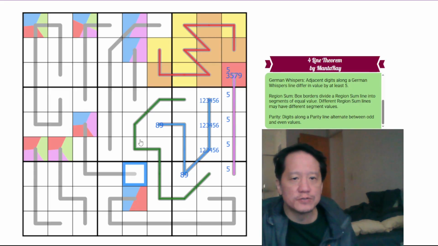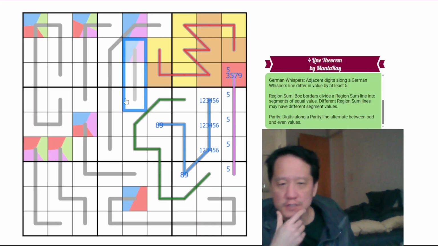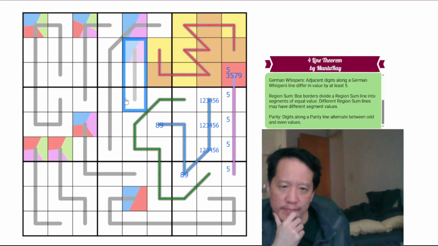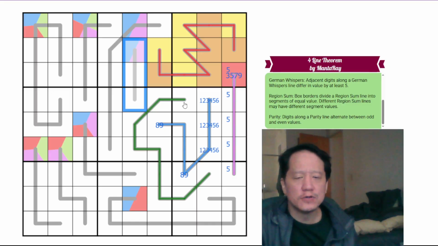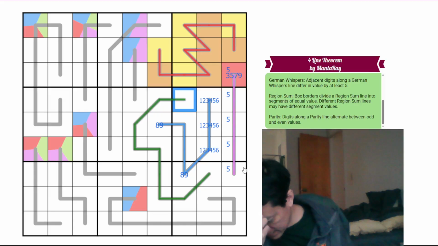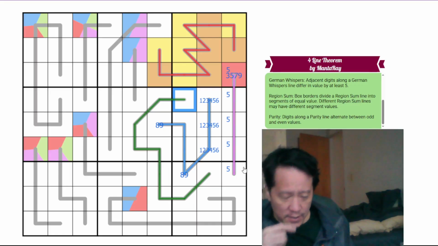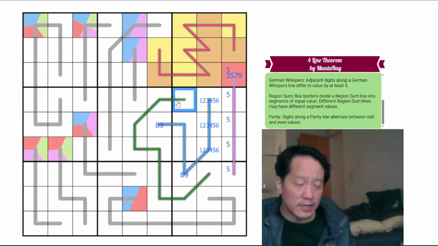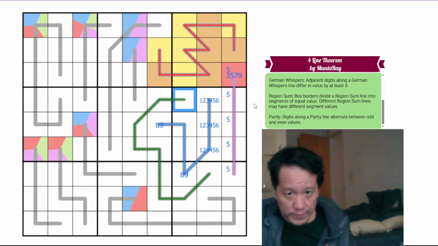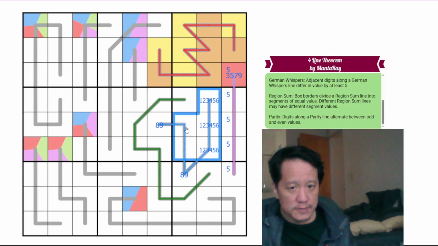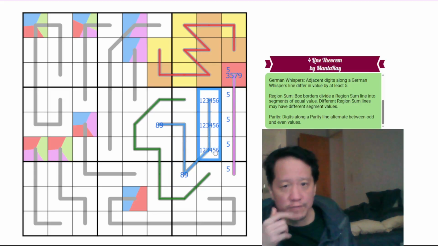So one of these is Renban, and the other one's region sum. Okay. Can this be low? It could be low if all of these are high. And we have a 5.